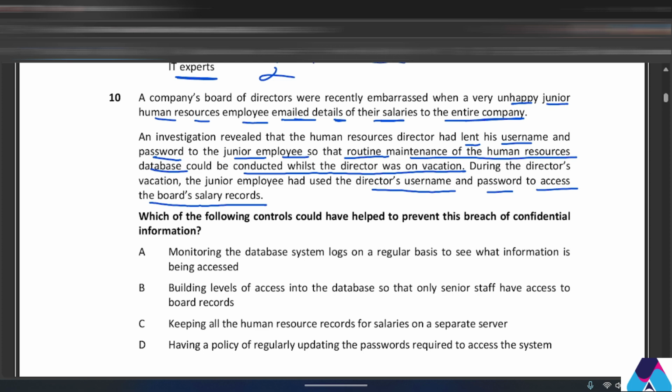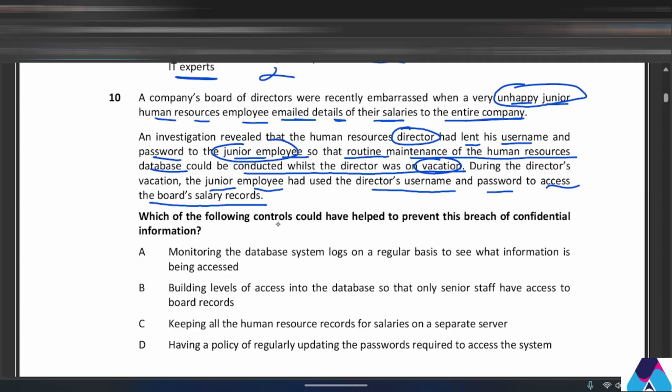Because the human resource director, while he was going on a vacation, lent his username and his password to a junior employee. So obviously, if you're handing your personal things that you're not allowed to share to a junior employee, and that junior employee is also very unhappy with whatever he is facing in the company, then obviously they can use it in the wrong way, and that's exactly what this junior employee has done here. He has used the director's username and password to access the board's salary record, right?